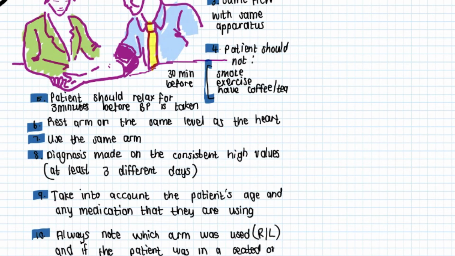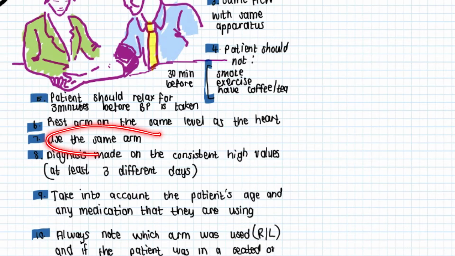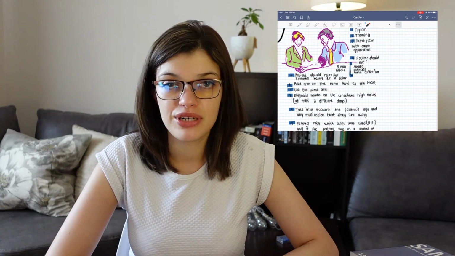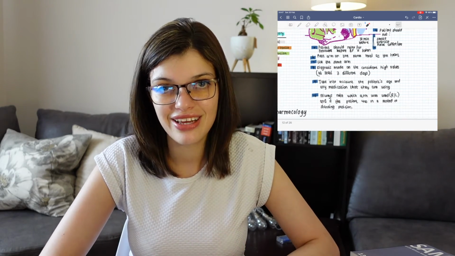Alright, then the arm must always rest at the same level as the heart. Use the same arm every time. In this case we're not going to diagnose, we're going to refer our patients if you have 3 different scenarios where the patient's blood pressure was high on 3 different days.